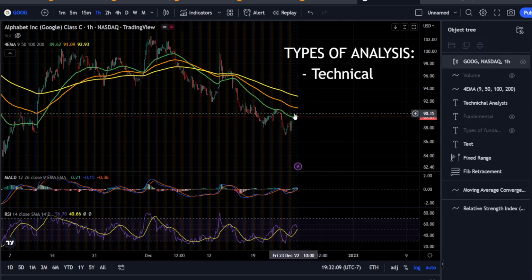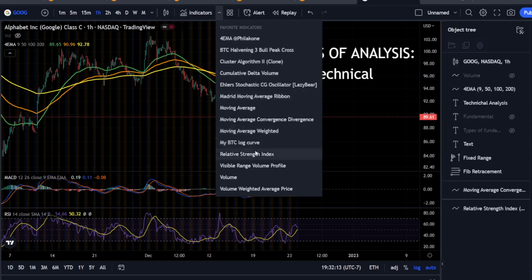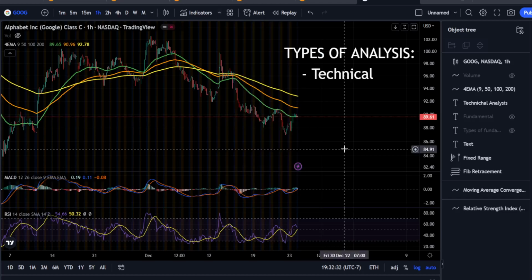So here, let me show you a few examples of the tools I use for technical analysis. One of them is RSI, which is this one. Another one is MACD, which is this one, and moving average, which is these lines. And if you want to learn how to use every single one of them, stay tuned because I will start uploading videos explaining them in depth.